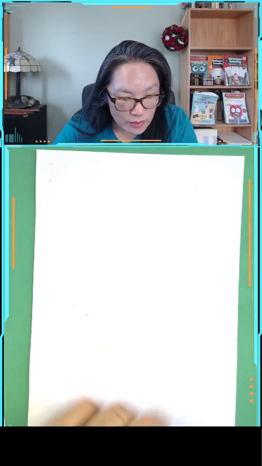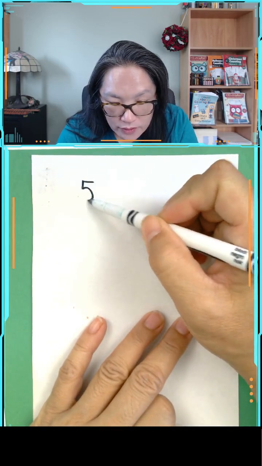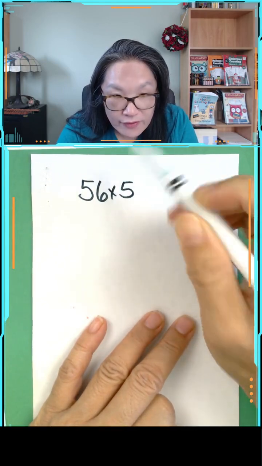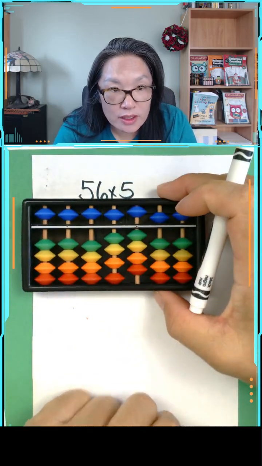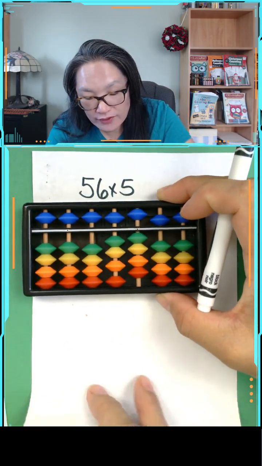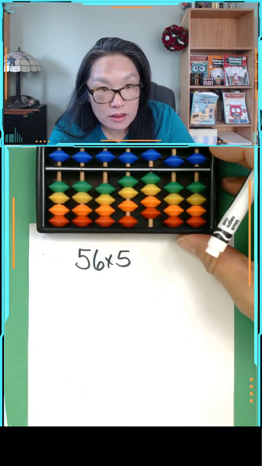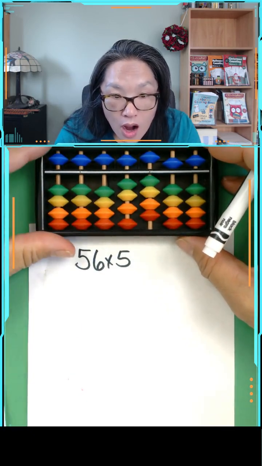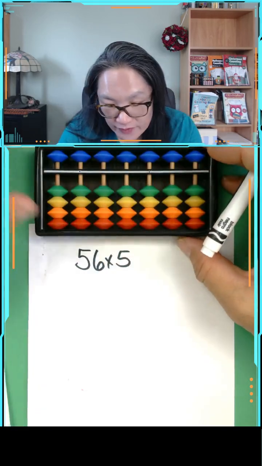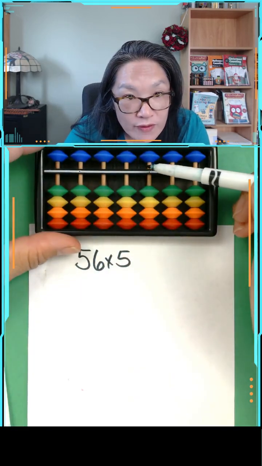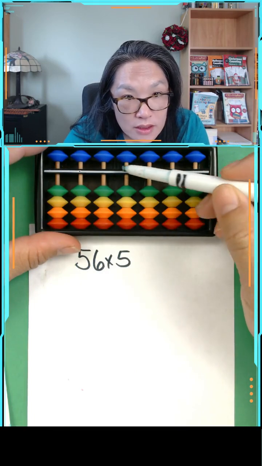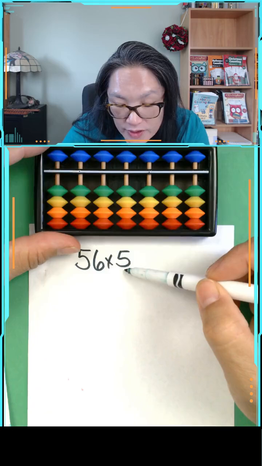So we have our number. Let's do 56 times 5, right? When we're doing it on the abacus, we have to make sure we understand how to find our digit, how to find our placement value. When we find our placement, we have ones, tens, hundreds. So we know it's going to be three digits.